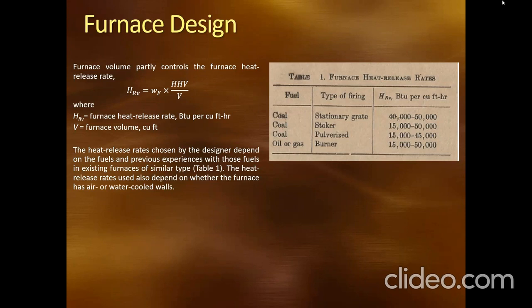So the heat release rate chosen by the designer depends on the fuels and previous experience with those fuels and existing furnaces of similar type. See Table 1. The heat release rate used also depends on whether the furnace has air or water cooled walls. So this is the furnace heat release: fuel, coal, oil or gas, type of firing, stationary grate, stoker, pulverized burner. The heat release rate range is 40,000 to 50,000 for stationary grate coal, and so on.